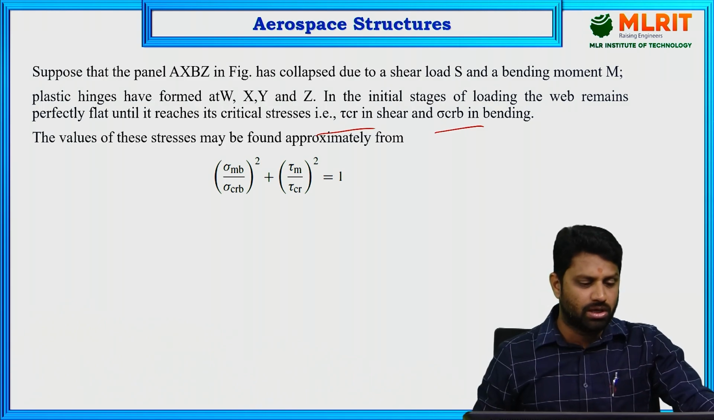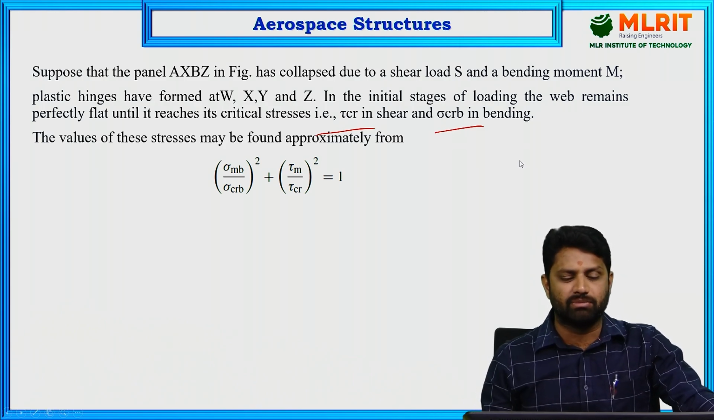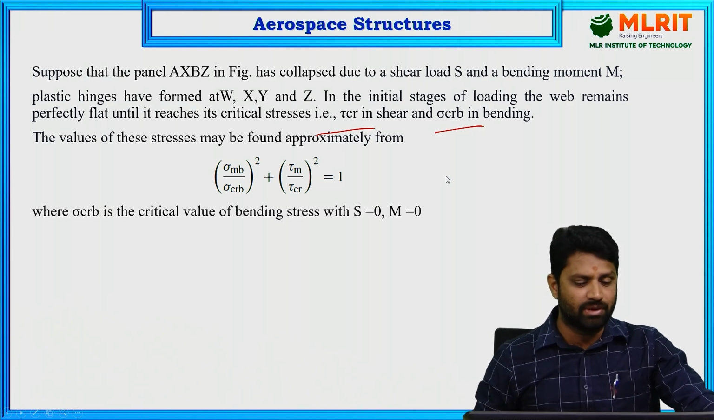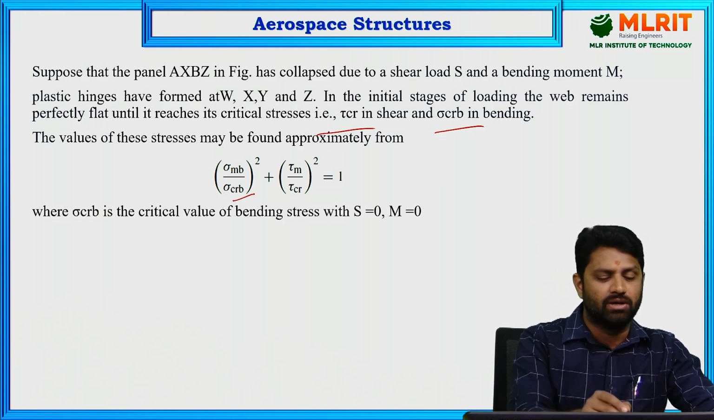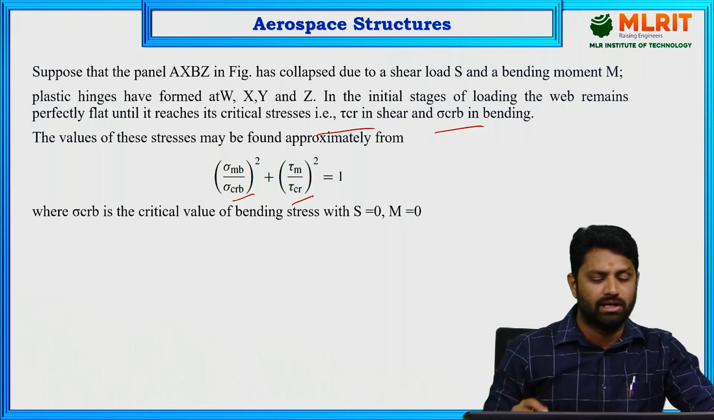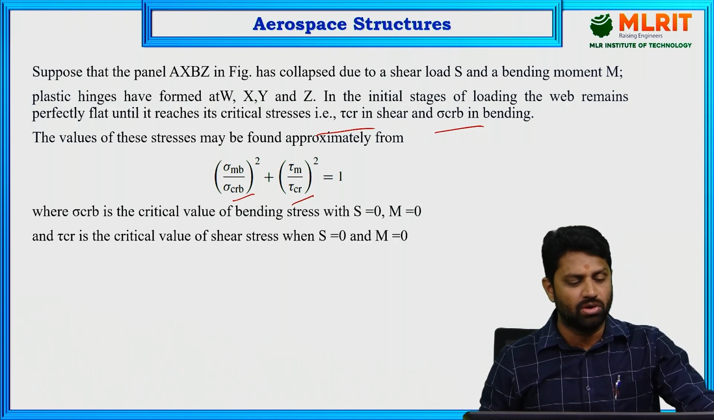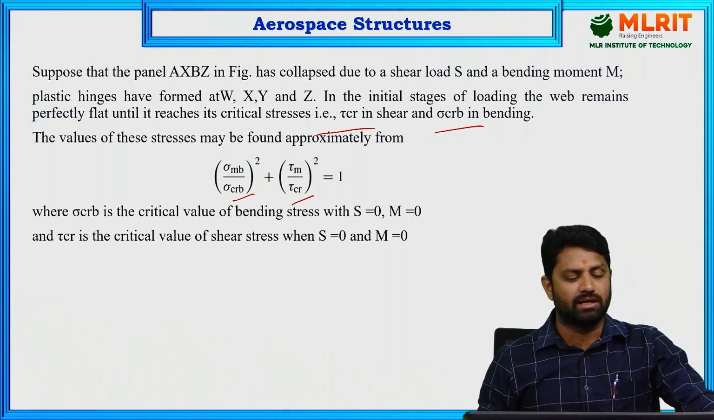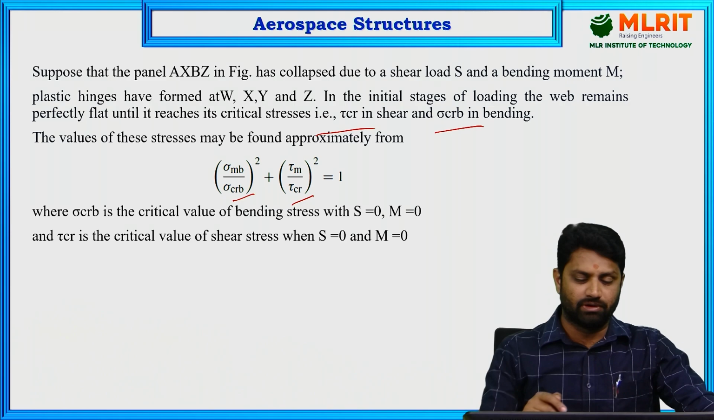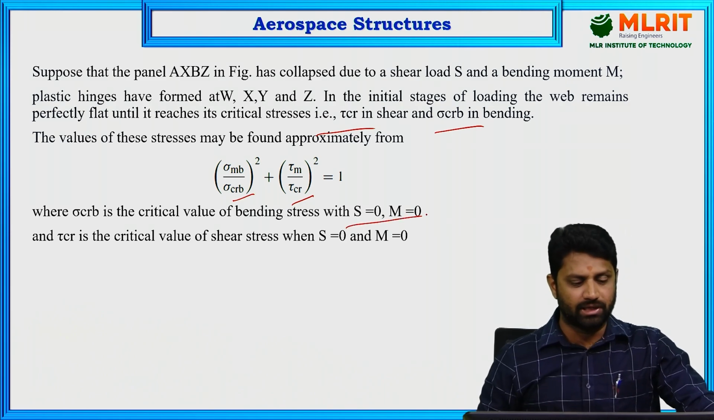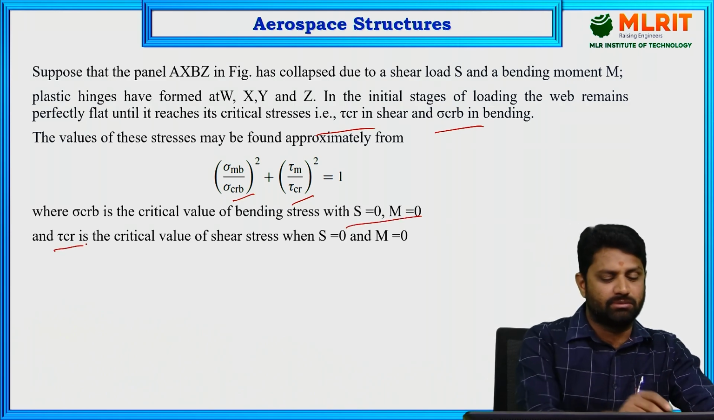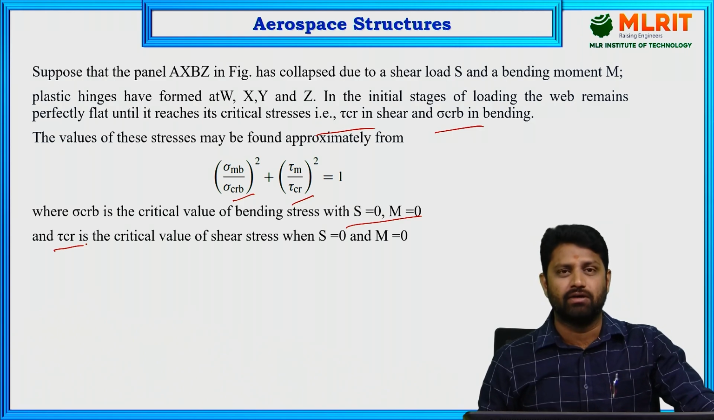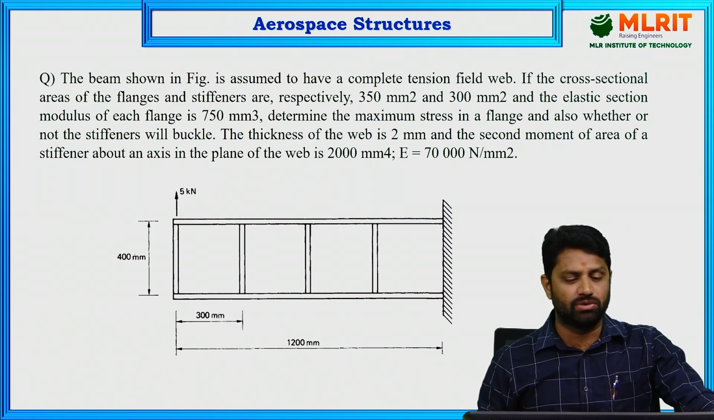The value of the stresses may be found approximately using this formula: (sigma mb by sigma crb) whole square plus (tau m by tau cr) whole square equals 1, where sigma crb is the critical value of the bending stress with shear force equal to 0, and tau cr is the critical value of shear stress when M equals 0.